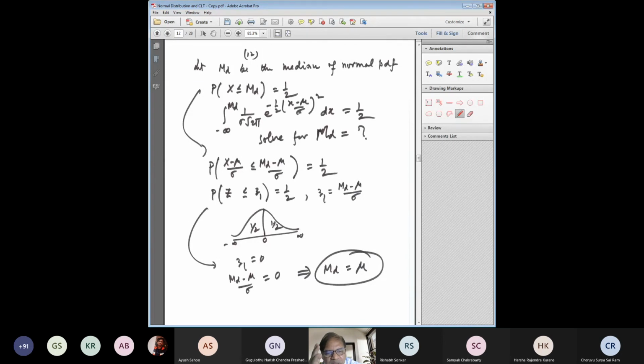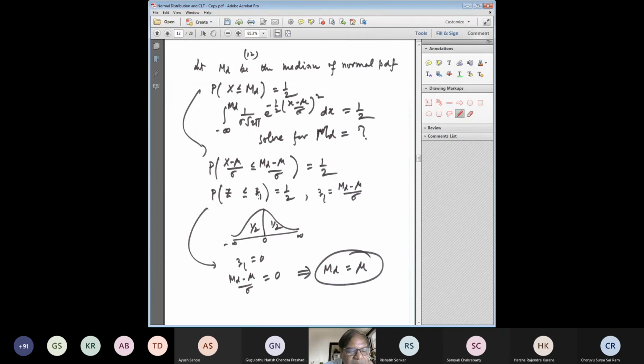Instead of looking at the points in the first row and first column, you look for the area inside the table where the 0.5 value is coming, and you will find 0.0. So intuitively it is also clear, because z1 has to be 0: below this area is half, above this area is half, and 0 is the central value which divides the distribution into 2 equal parts.